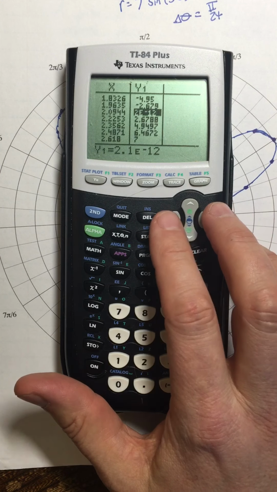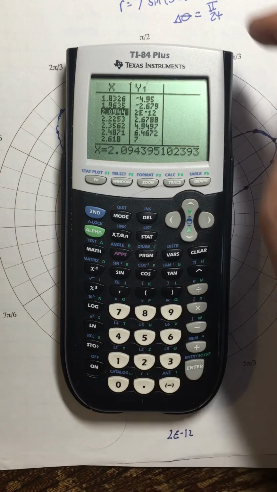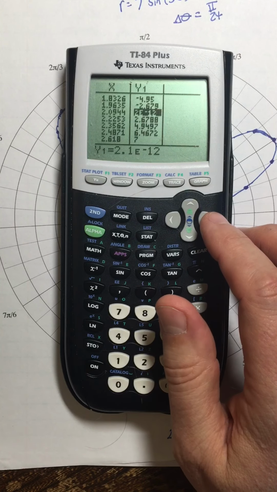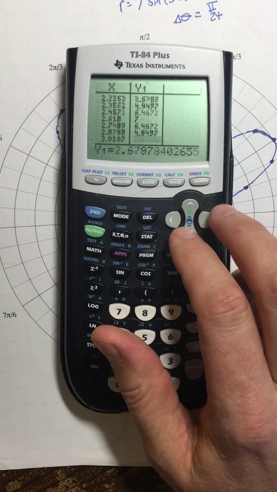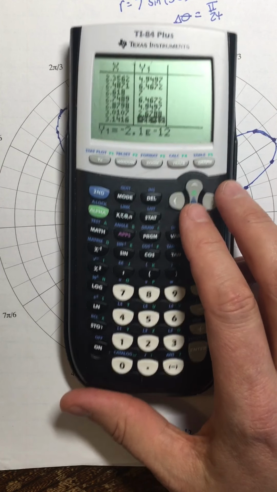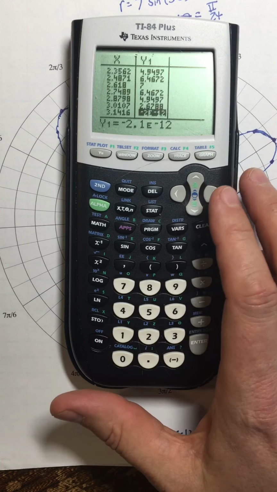What's really going on is that your calculator rounded the value of delta theta because it doesn't have exactly 5 or 24, and then it rounded its calculations and didn't end up with exactly 0. Anytime you hit a number like that, your calculator sometimes returns a very small number when what it really means is 0. So we'll keep that in mind.